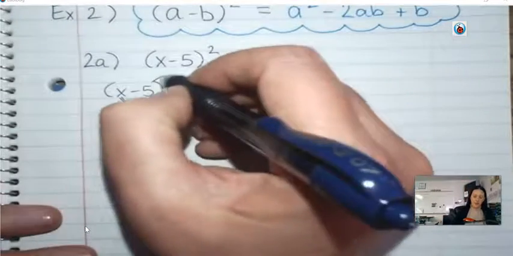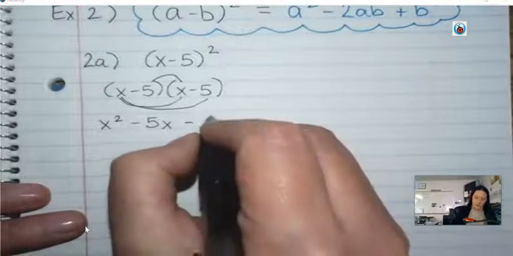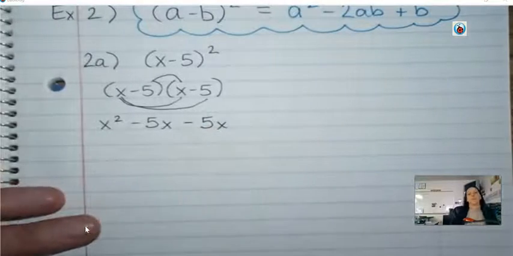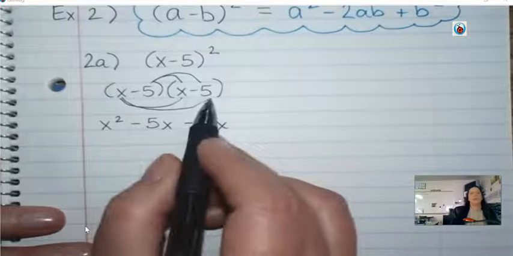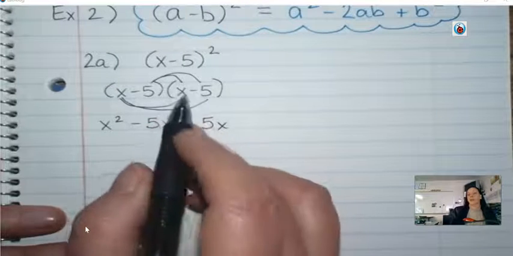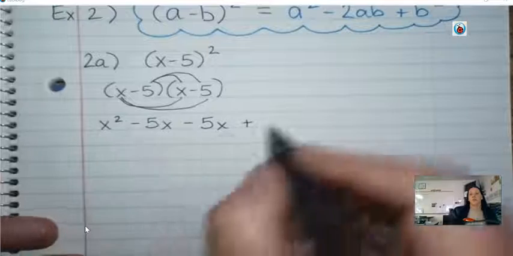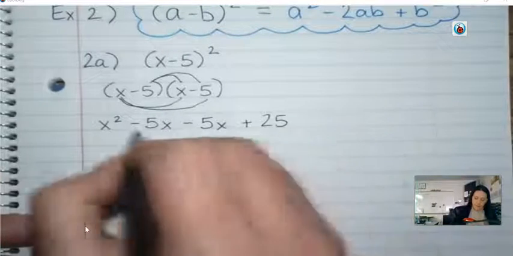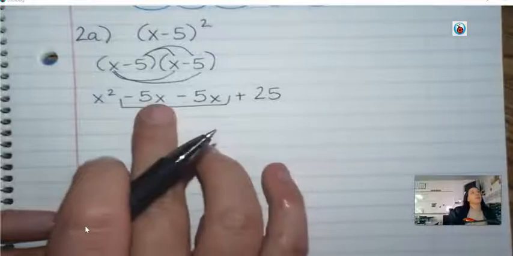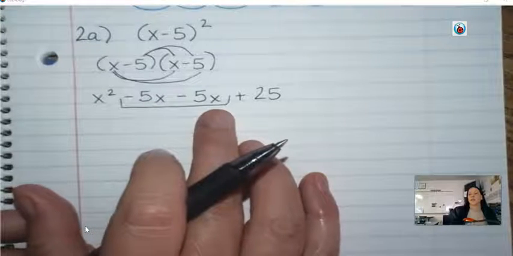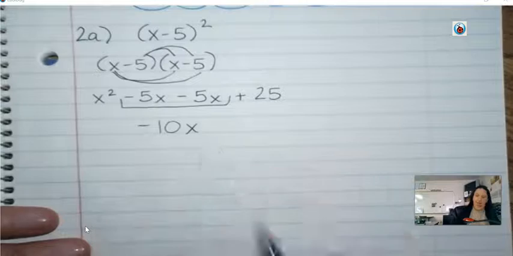Then we're going to do the inner terms. Negative 5 times x is negative 5x. And then last term times last term: negative 5 times negative 5. Negative times a negative is positive, so put a plus sign, and 5 times 5 is 25. Combine your like terms. I have negative 5x's and another negative 5x's, so altogether I have negative 10 of those x's.